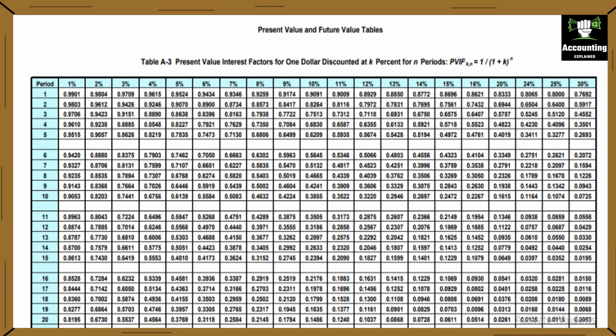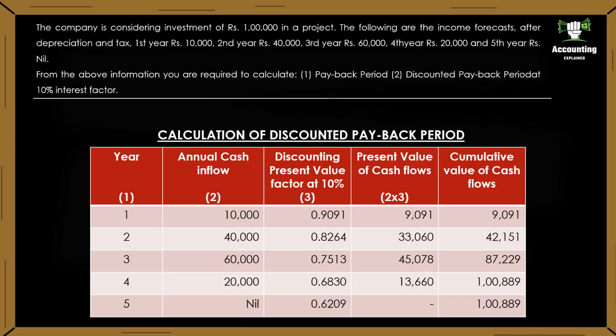Now we are going to find out the fifth year discount factor. Fifth year discount factor is 0.6209. Substitute this in the table. Fifth year annual cash inflow is nil. Discounting present value factor at 10% is 0.6209, and since it is nil, present value of cash flow is also 0. Now cumulative cash flow remains the same, 100,889 plus 0 is 100,889.